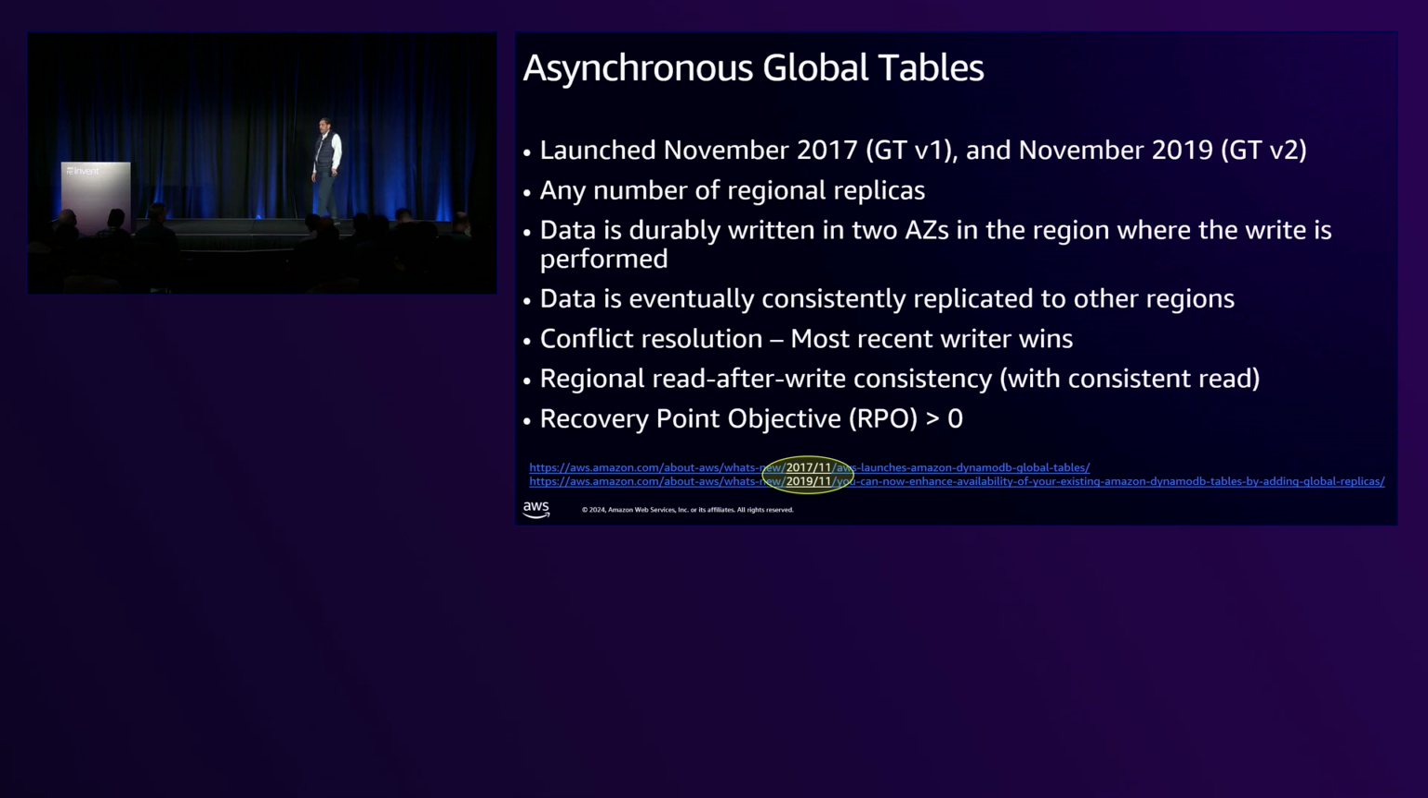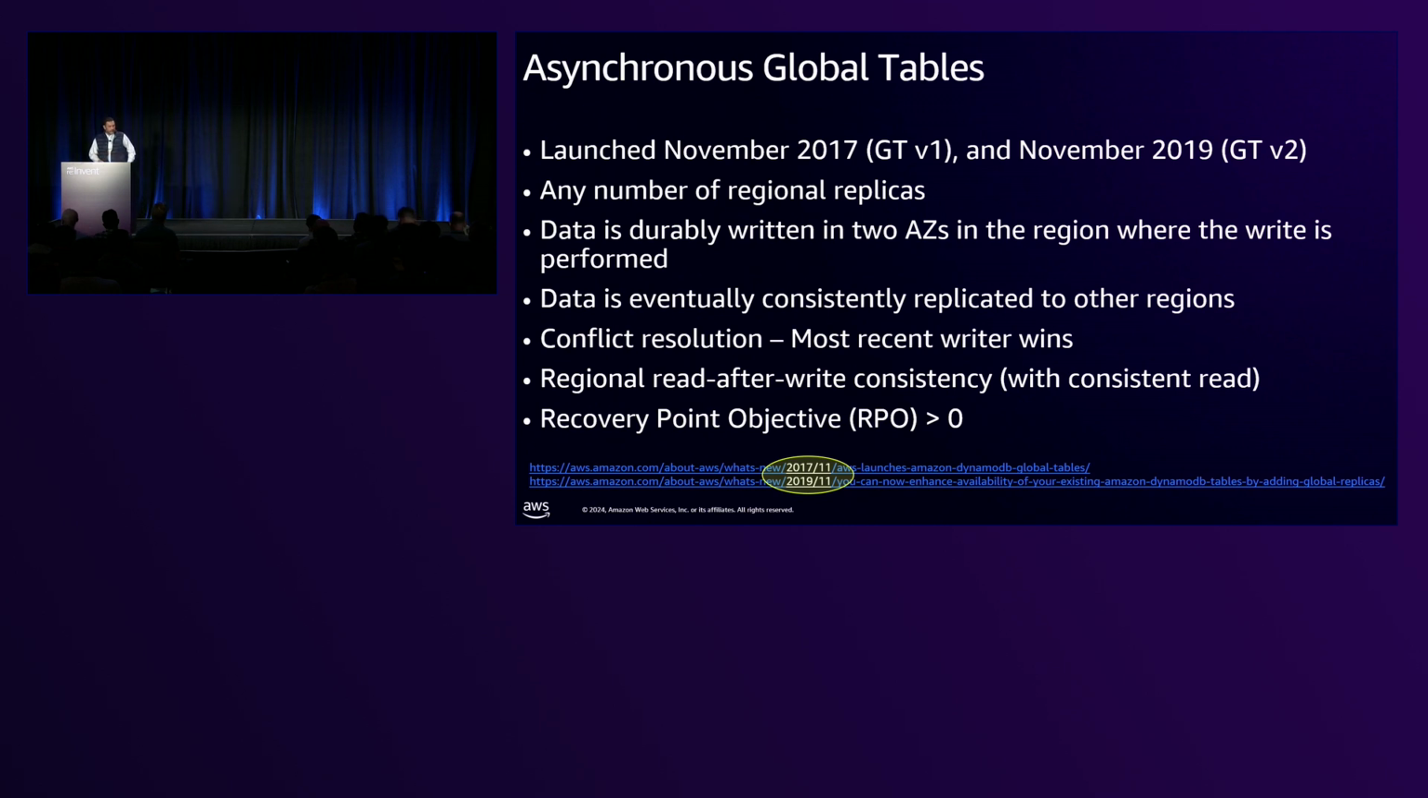In 2019, we launched a second version of asynchronous global tables, GT version 2. And you can have as many replicas of your table as you want. You can have one in every region if you wanted. It's active-active. You can make writes in any region. We did conflict resolution based on the last writer. So if you had a table with replicas in 3 regions, and you made 2 writes, one in region 1, one in region 2, the later of the 2 writes is the one which would survive.